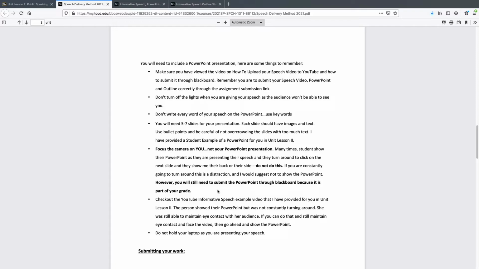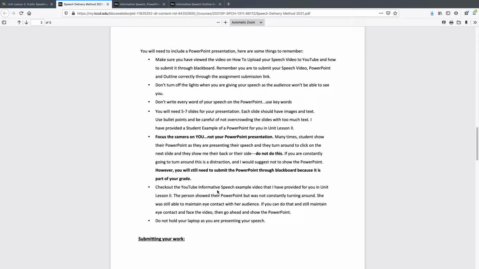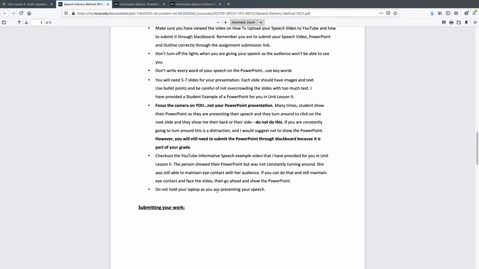Do not carry your laptop computer. I've seen students standing up and presenting, carrying their laptop computer and showing their PowerPoint, and then I see the back of their head. Please don't do that. Again, if you practice and practice, you will know your topic well. This is just saying all the resources that I provided in Unit Lesson 2. Again, do not hold your laptop as you're presenting your speech.